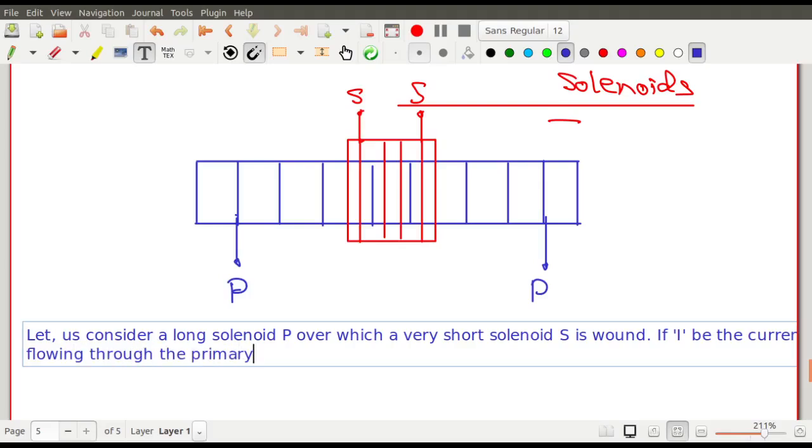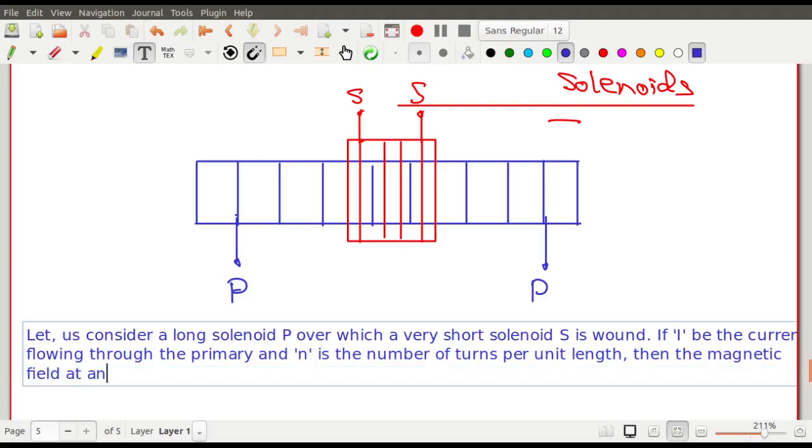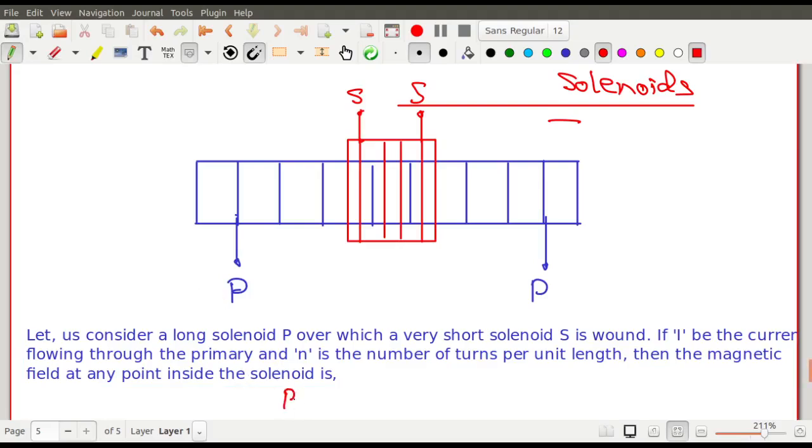and small n is the number of turns per unit length, then the magnetic field at any point inside the solenoid is, as it is a long solenoid, the same at any point inside, and that is mu 0 n I. The magnetic field at any point inside is mu 0 n I, right?